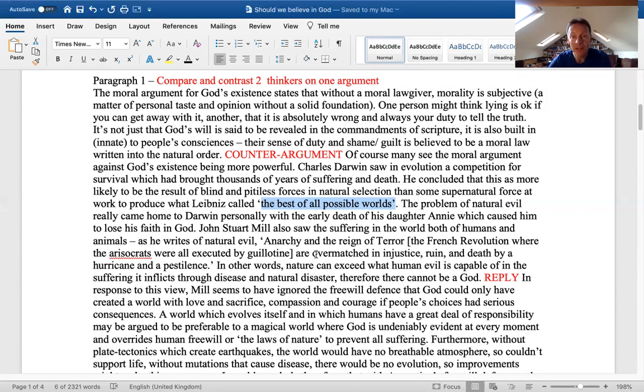These are overmatched. In other words, they're outshone by a worse example of suffering: the injustice, ruin, and death by hurricane and pestilence. In other words, natural evil in the world does a worse job. I mean, it kills more people than human wars. In other words, nature can exceed what human evil is capable of in the suffering it inflicts through disease and natural disaster. Therefore, there can't be a God.